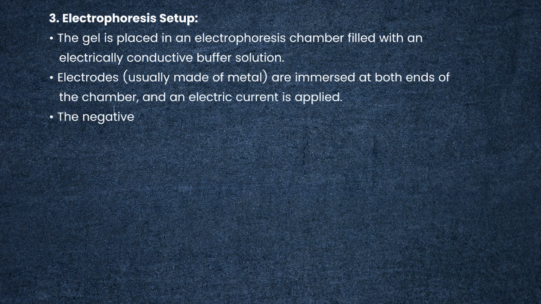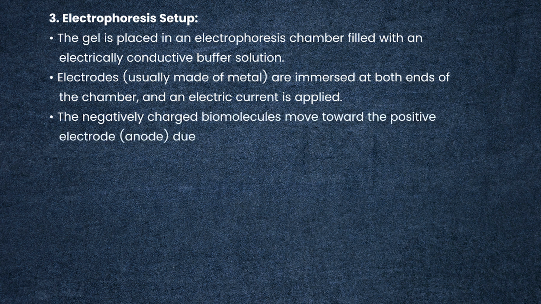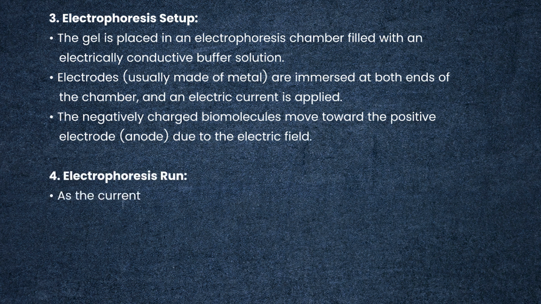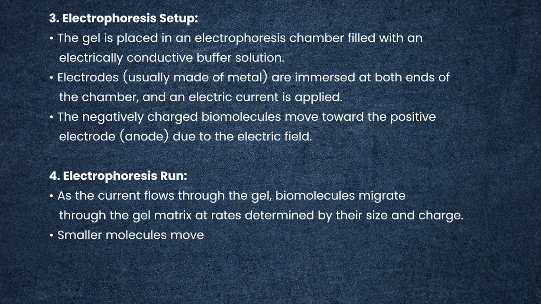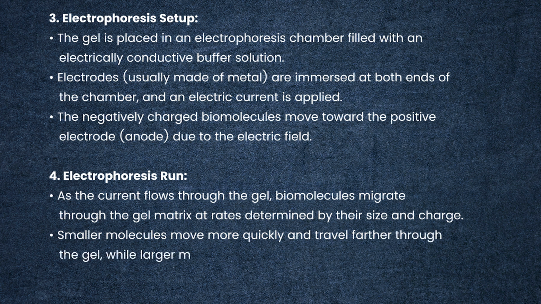The negatively charged biomolecules move towards the positive electrode, that is the anode, due to the electric field. As the current flows through the gel, the biomolecules migrate through the gel matrix at rates determined by their size and charge. Smaller molecules move more quickly and travel farther through the gel, while larger molecules move more slowly and remain closer to the starting point.